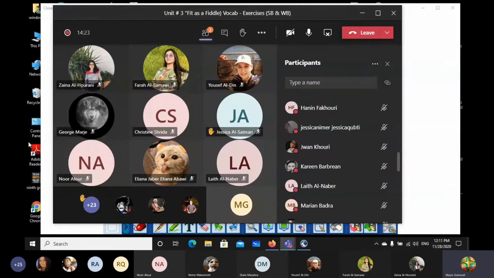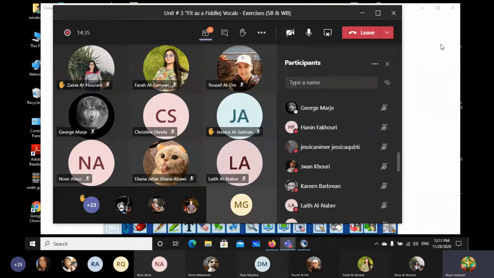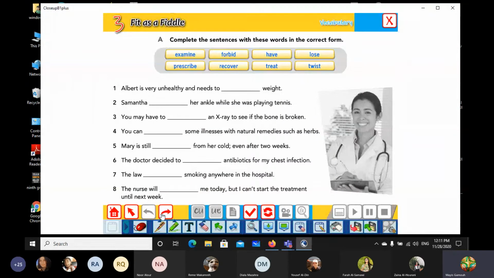So now move to your workbooks and let's start our exercises. But before doing exercise number one, let's get introduced to the meanings of the words that we have in here, and then we will answer the question. So here, number one, which is examine. What do I mean by examine?